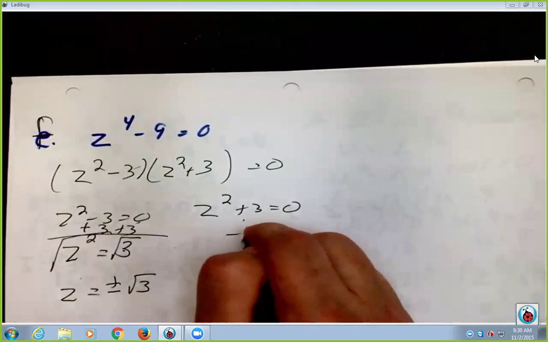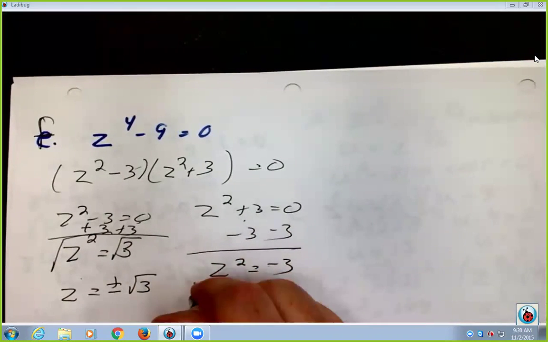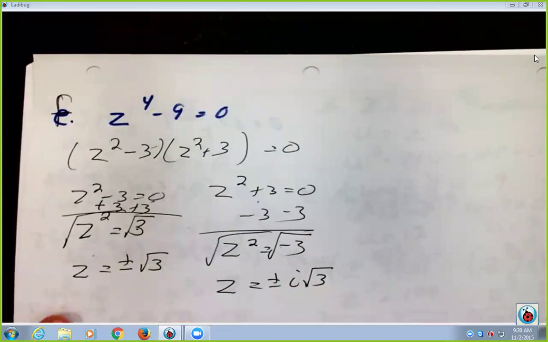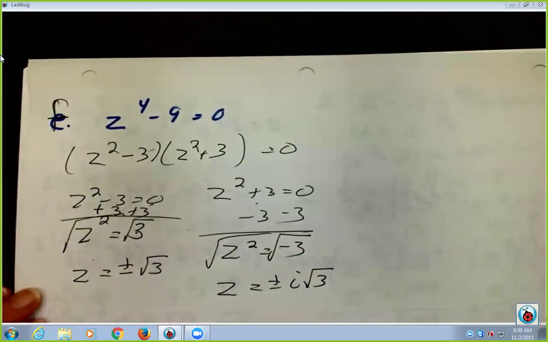And last one, minus 3. Square root each side. And I get i, the square root of 3 with that one. So that's my different varieties of each one. So hopefully you have those. I do have some practice ones that are in here. We can pick out some of those if you want to do.